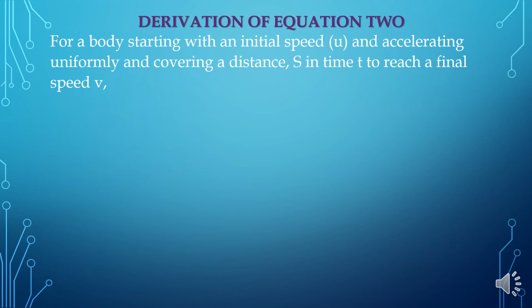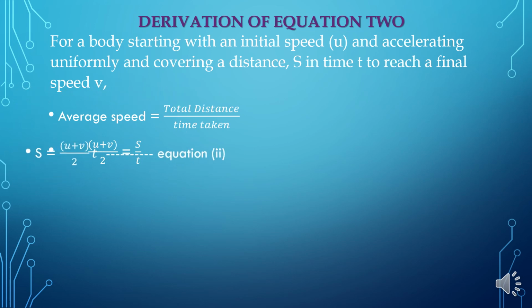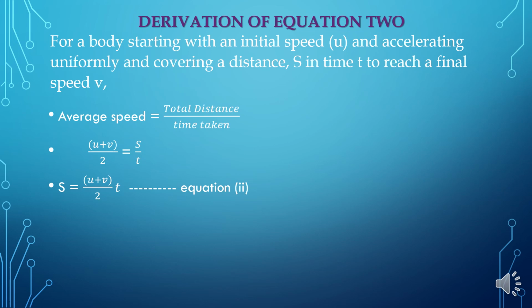For a body starting with an initial speed u and accelerating uniformly and covering a distance s in time t to reach a final speed v, we have average speed equals total distance over time taken. Average speed is initial speed plus final speed divided by 2, equals distance over time, using their variables. And then doing the mathematical manipulations, we're left with this.